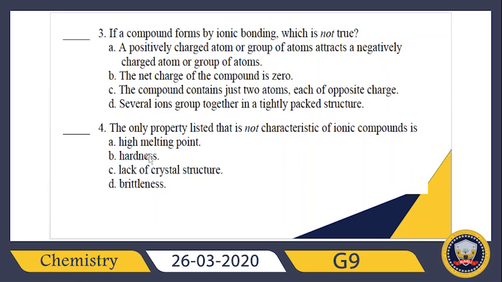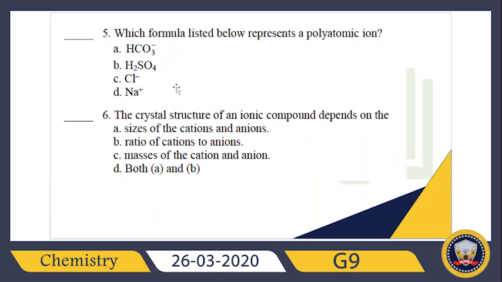Question number 4. The only property listed that is not characteristic of ionic compounds. Which one is not characteristic of ionic compounds? We took it before. Number 4, the answer is C. This is not a characteristic of an ionic compound. So let's continue.